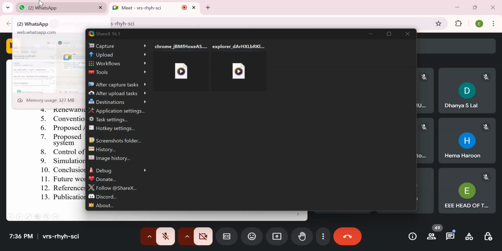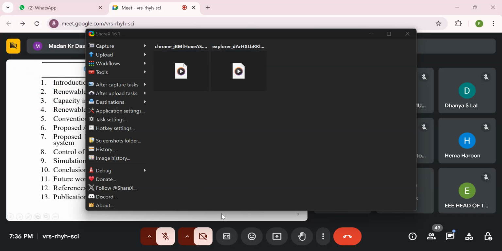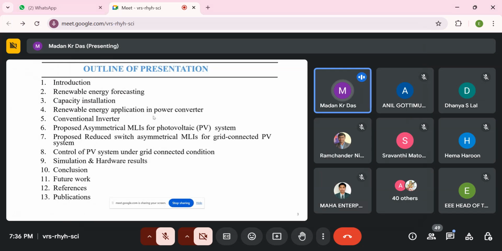Then renewable energy application in power converters means the power electronics part we have used in renewable energy sources. We have discussed the application, and the conventional inverter. Then we have discussed the multi-level asymmetrical inverter and its control, and some research topics, the control hardware, and future work with renewable energy integration with the power converters.